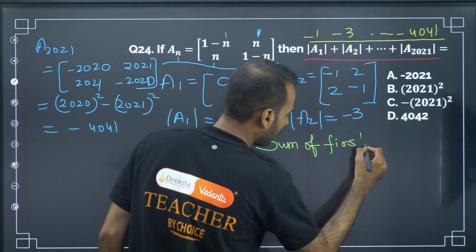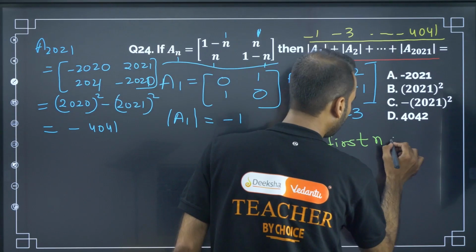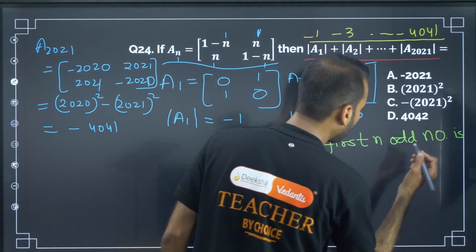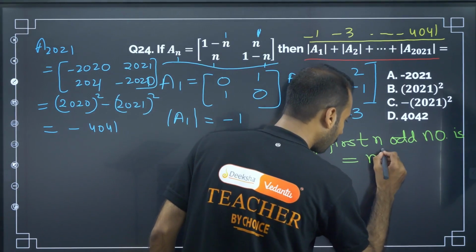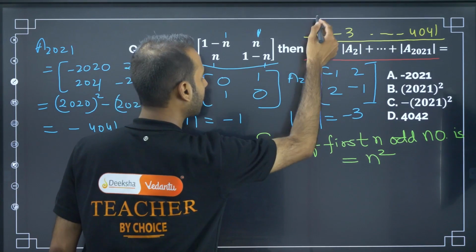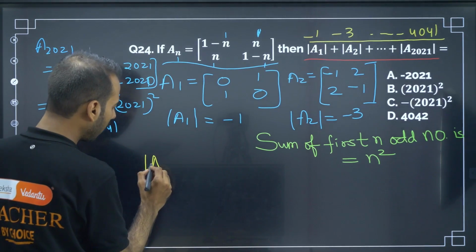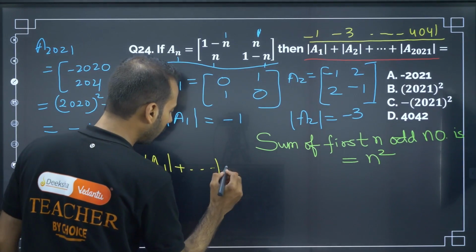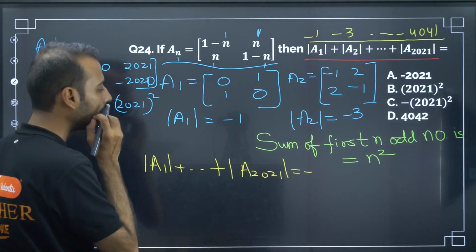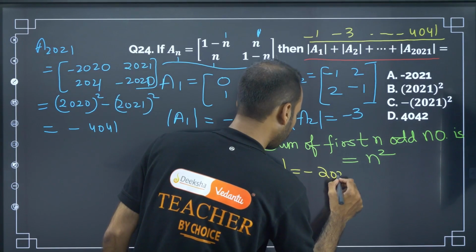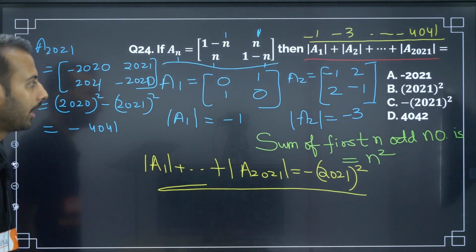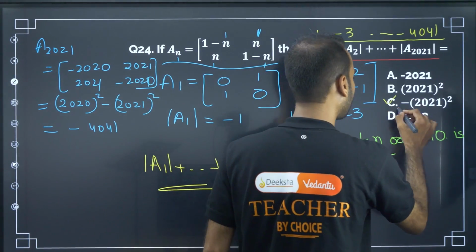the first n odd numbers is n square. So if I observe that series, the determinant of a1 up to a2021 is minus 2021 square. Is there any such option? Yes, C is the answer for this.